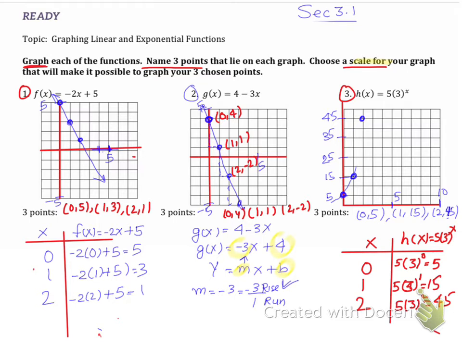It appears to be an exponential graph like this. It's not a straight line. So this is the way you graph it. Let's move to the next questions. Next kind of question. I hope you can do 4, 5, and 6 on your own.